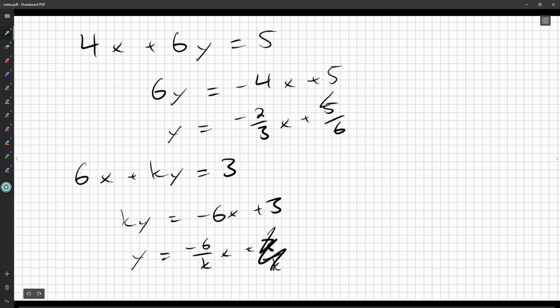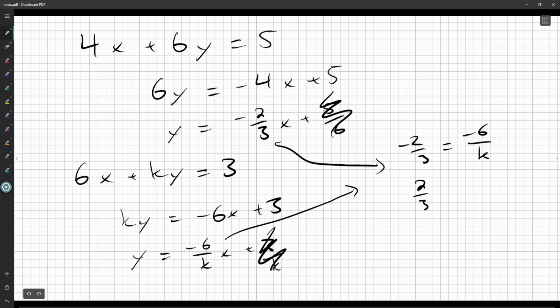But again, we don't really care about the constants. It's more about these slopes. They have to be the same. So minus 2/3, or minus 4 over 6, needs to be the same as minus 6 over k. I'll divide by negative 1 on both sides. 2/3 is 6 over k. You might be able to do this in your head. If not, you can multiply by k on both sides, multiply by 3 on both sides, divide by 2, and you'll get k is 9 that way.